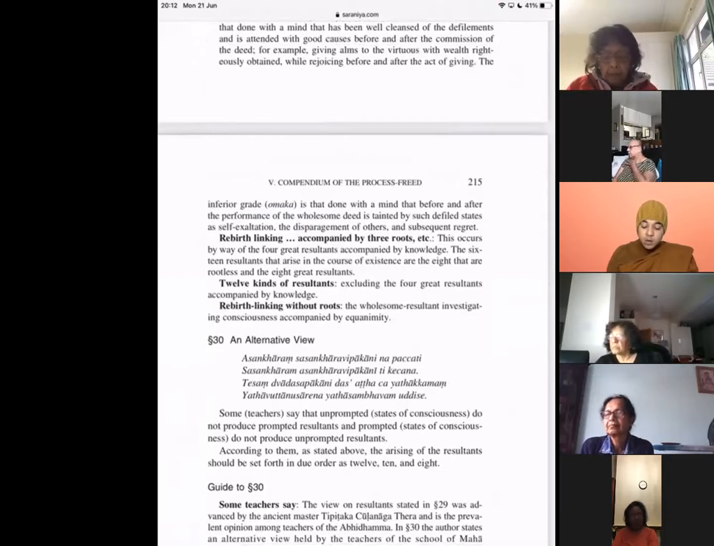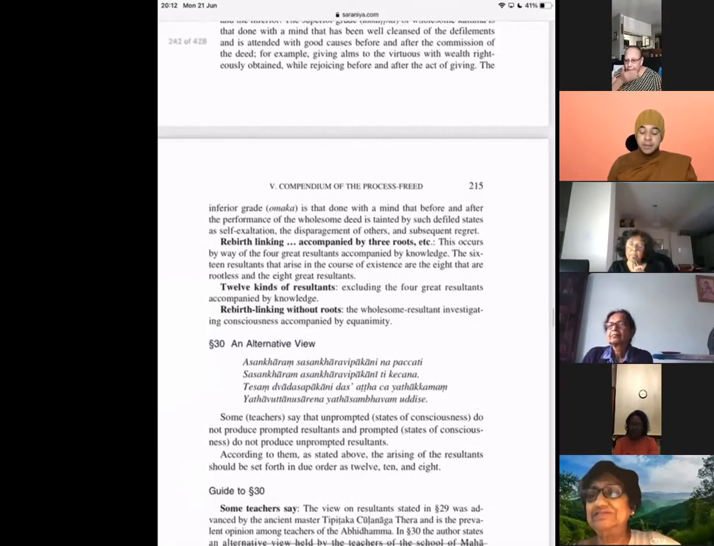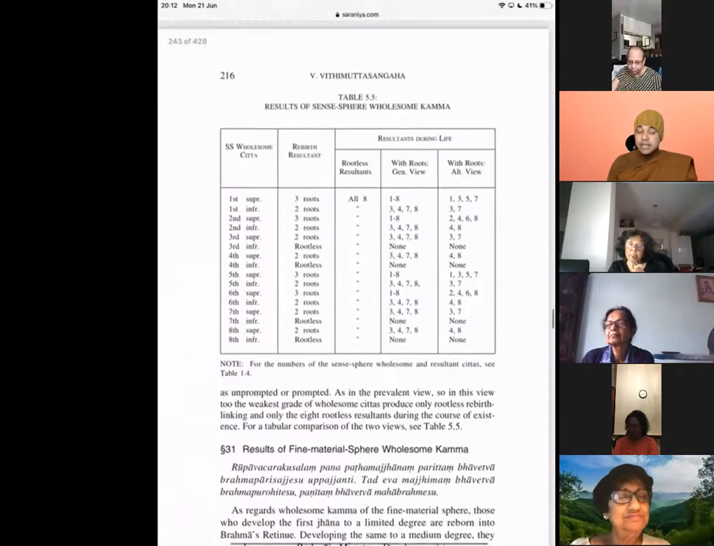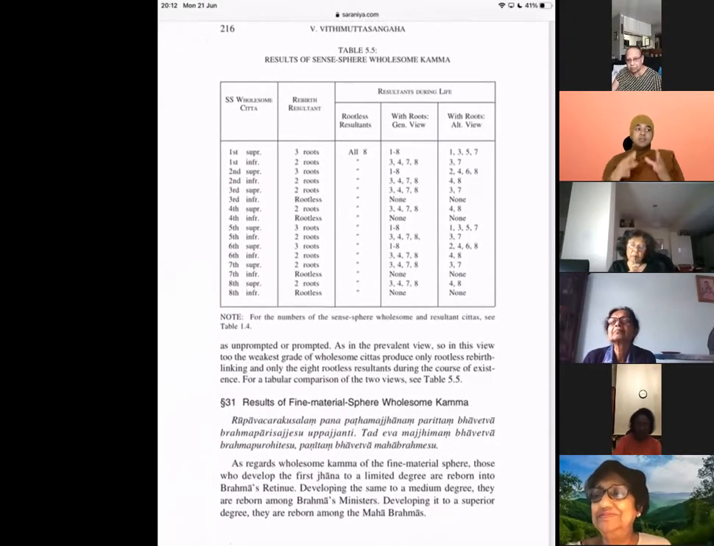The intermediate grade is that which is done with a mind that before and after the performance of the wholesome deed is tainted by such defiled states as exaltation, the disparagement of others, and subsequent regret. Yes, Bhante. So it is very much what we did today. I think that also gives us a sense of the karma niyama.